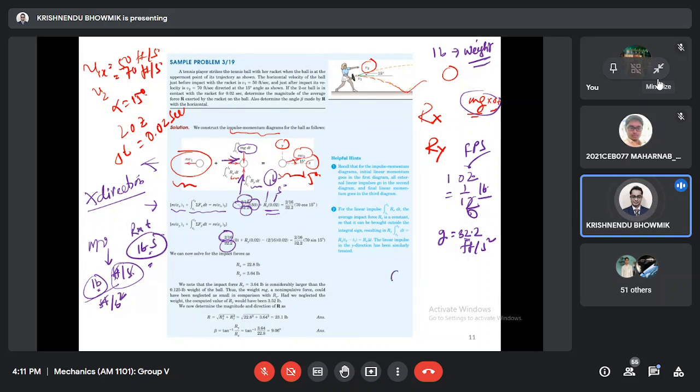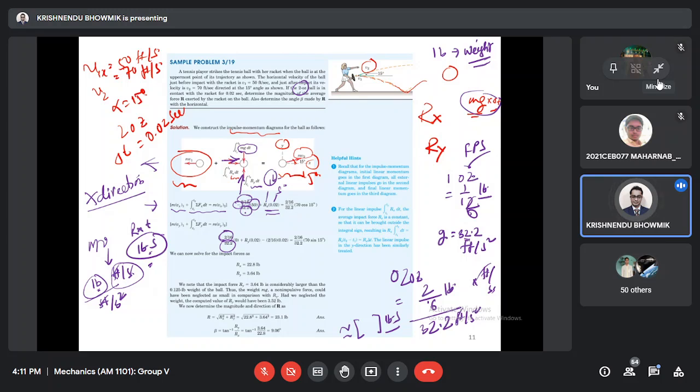That's why it was how much? Let me check. 2 ounce, I guess. Yeah, 2 ounce, that is 2 by 16 pound divided by 32.2 foot per second square, multiplied by foot per second. If it is so, then this will be cancelled out, this will be cancelled out. Whatever value we get, it will be in pound second, because this is Rx, we want in terms of pound.